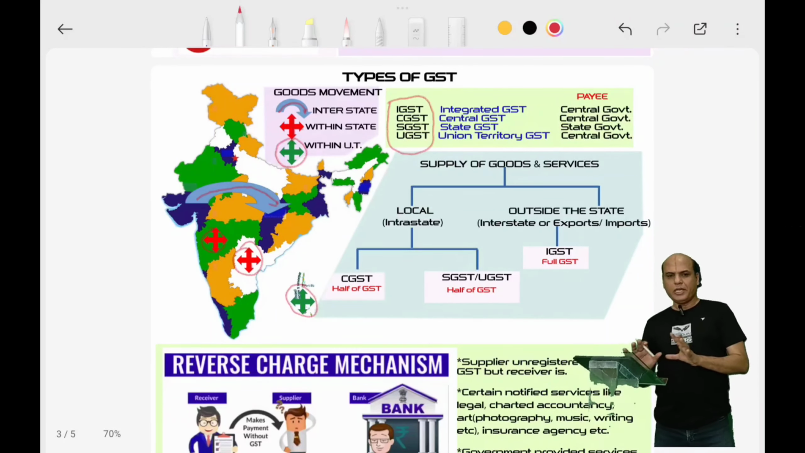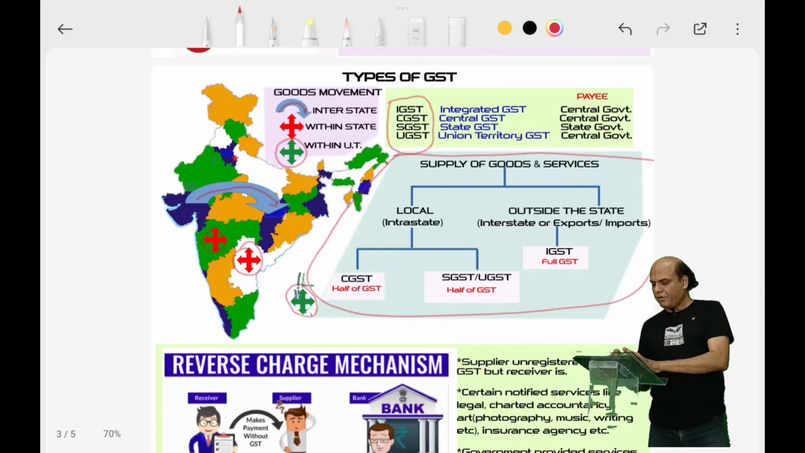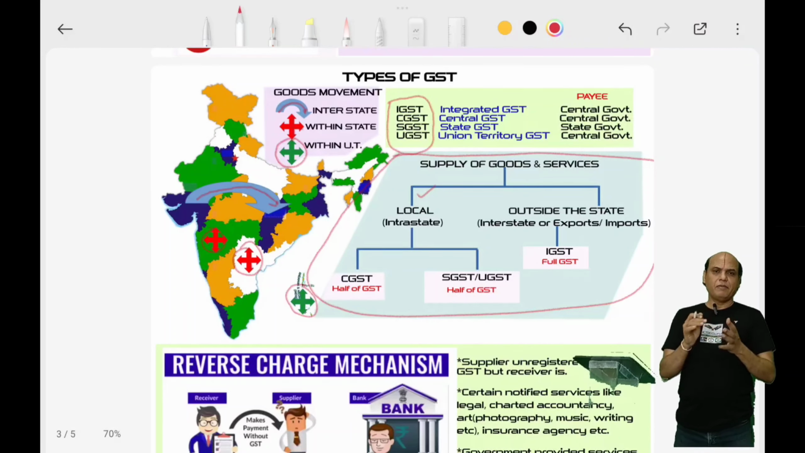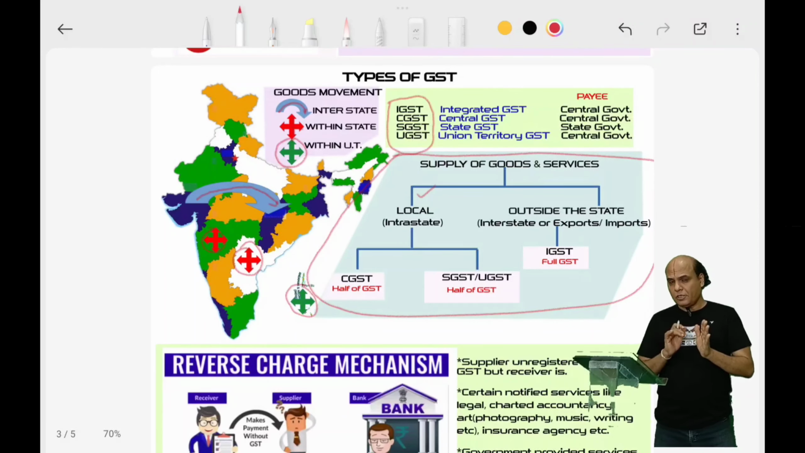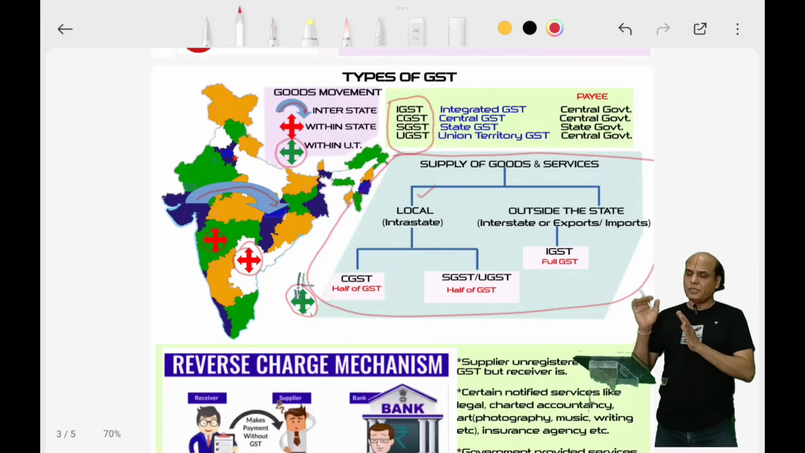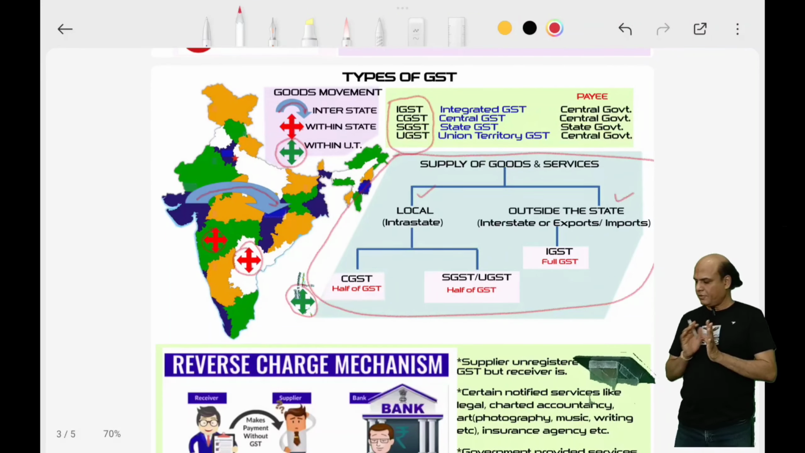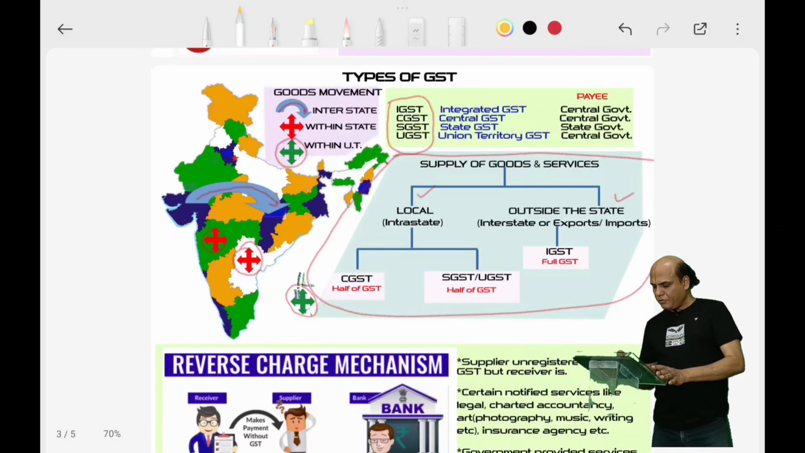Now, whenever the goods are moving from one place to another, if you see this, now focus here. They could be of two types. One is local movement, that is intrastate, like within the state or within the union territory. Okay, that is called local. But if they cross the border of the state or the border of the union territory, then it is outside the state, so it is termed as interstate. So the movement of goods could be intrastate or interstate. So first let us see when they move within the state.